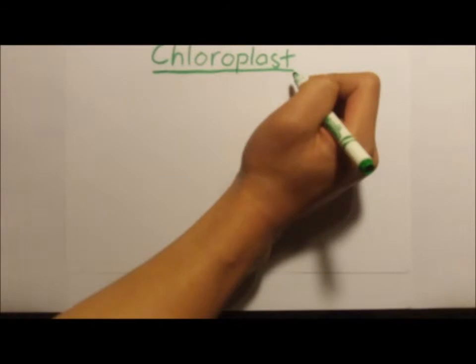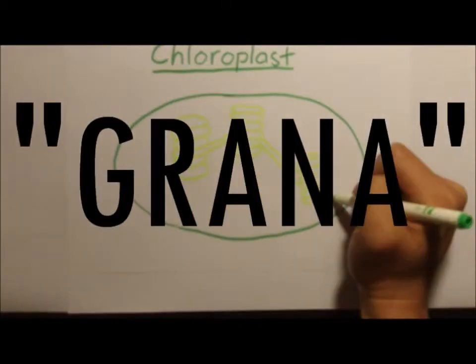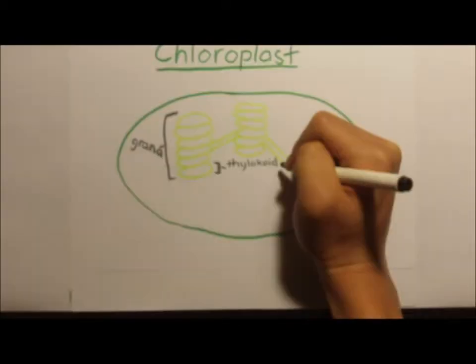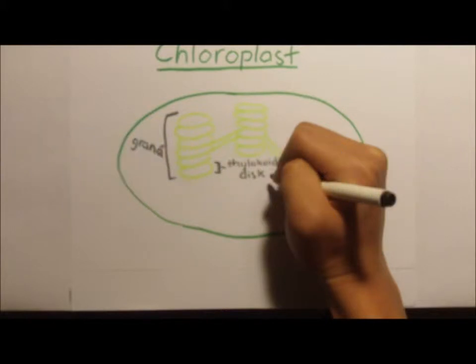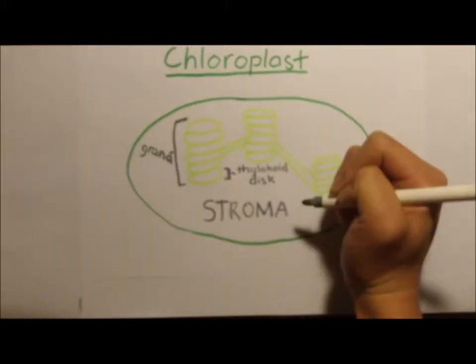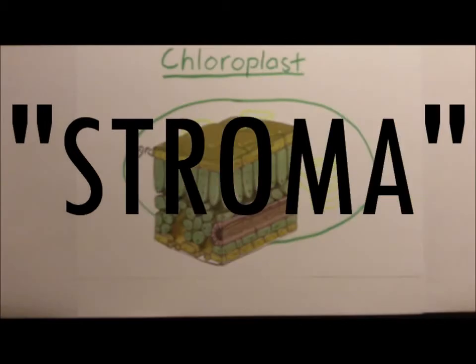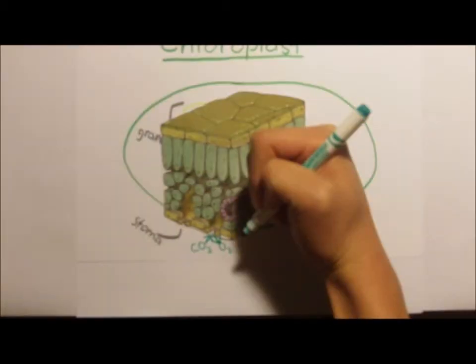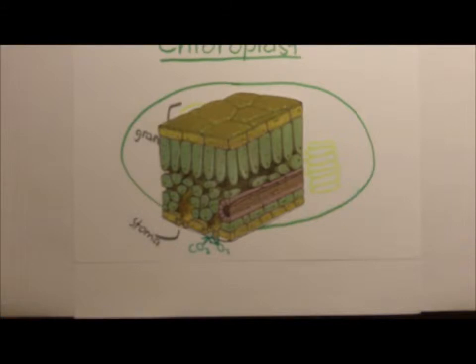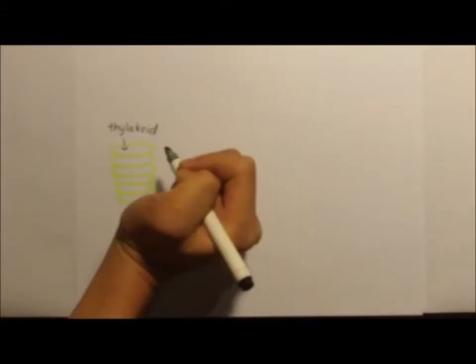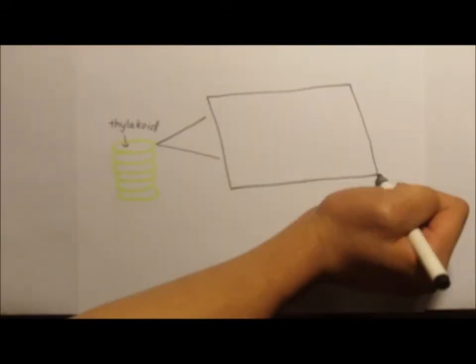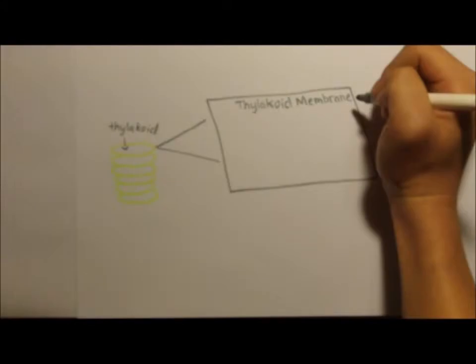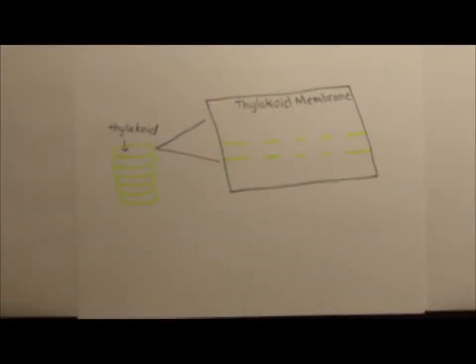So in the chloroplasts, there are stacks of discs called the grana, and the individual discs are called the thylakoids. The liquid space that surrounds the cell is called the stroma, not to be confused with the stoma, the small openings in the bottom part of the leaf in which gas can be exchanged. Now back to the chloroplasts. The first part of photosynthesis occurs in the thylakoid membrane. This is also known as the light-dependent reaction.